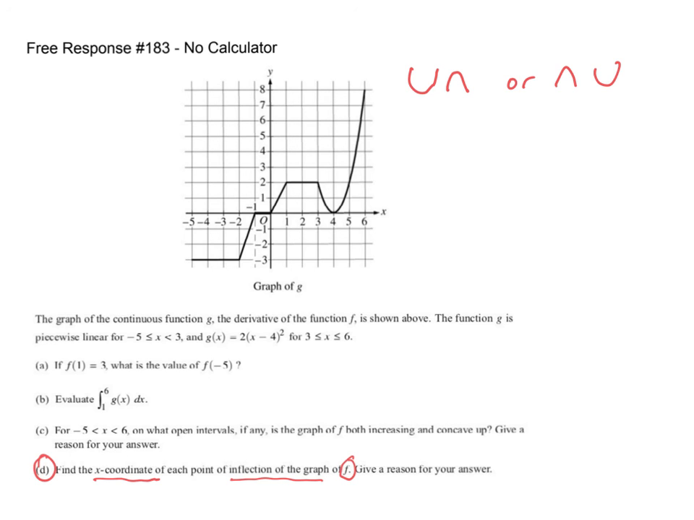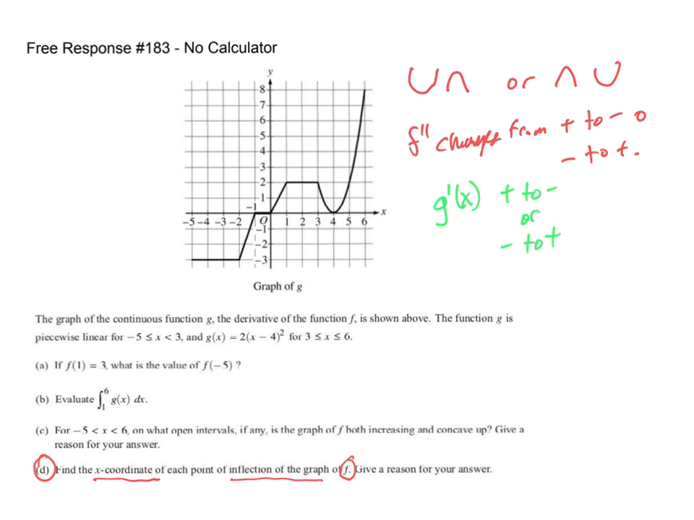So what we're really saying is the second derivative changes from positive to negative or negative to positive. We are looking for places where the second derivative changes sign. Well, remember, the second derivative of f is just the derivative of g. So I'm looking for places where the derivative of g changes from plus to minus or minus to plus.